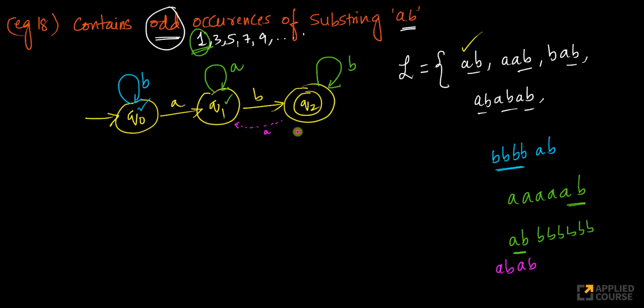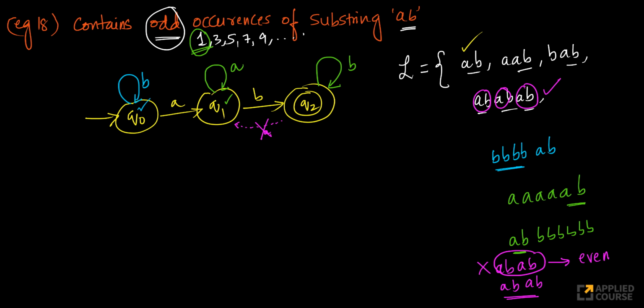Is there some case where this might fail? Let's see. So what if I get AB? I've already got one AB. Now if I get AB, AB, something like this, 2 times AB, AB, this should not be accepted, because the number of occurrences of AB is even. Only odd occurrences of AB should be accepted. Even occurrences should not be accepted. But this automata is now accepting it.